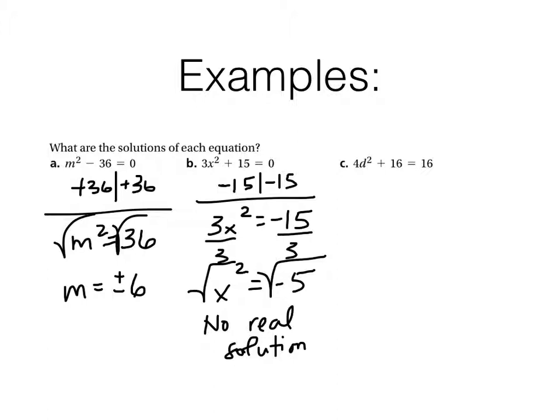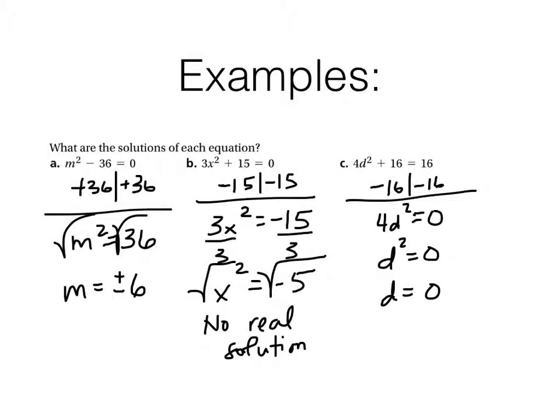Okay, how about the last one? 4d squared plus 16 equals 16. We're going to subtract 16 from each side. 4d squared equals 0. Well, clearly I don't need to worry too much about this one. We divide by 4, we just are going to get 0 again. And the square root of 0 is indeed 0.